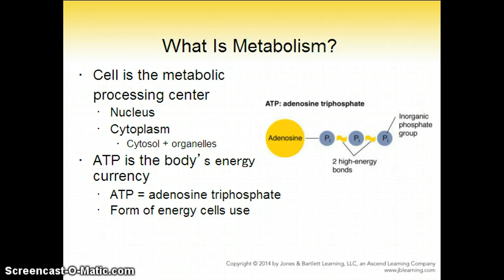ATP is the body's energy currency. ATP is also known as adenosine triphosphate, and it's the form of energy that the cells use.